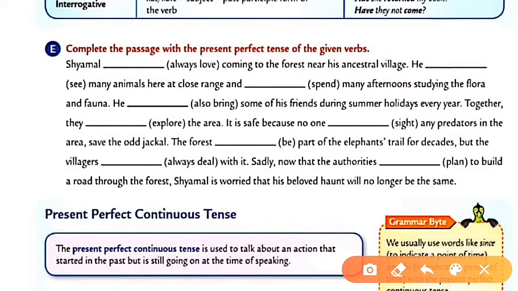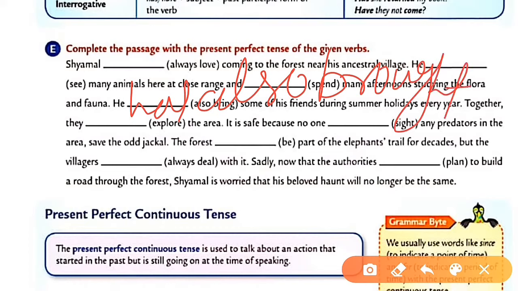He has also brought some of his friends during summer holidays every year. Brought is the past tense of bring. Together they have explored the area.